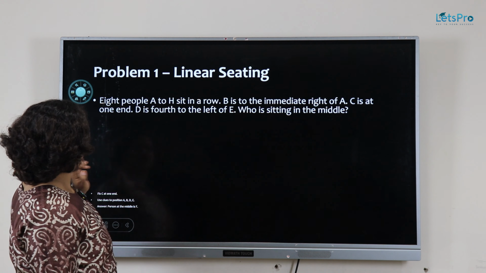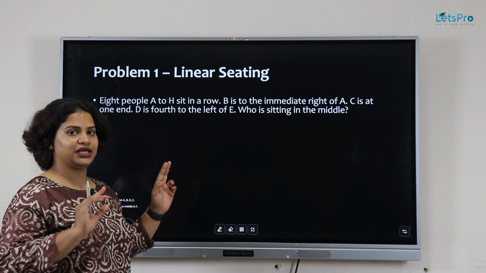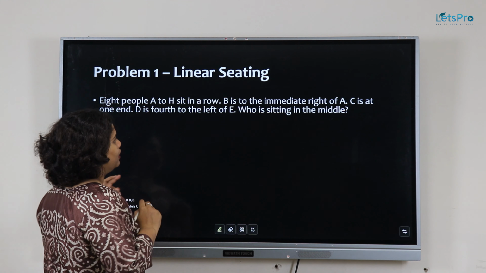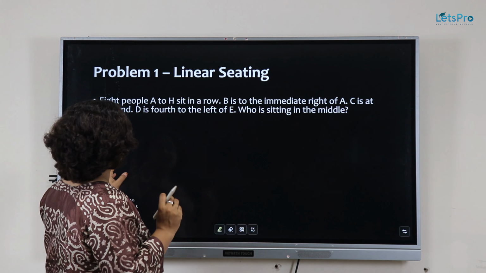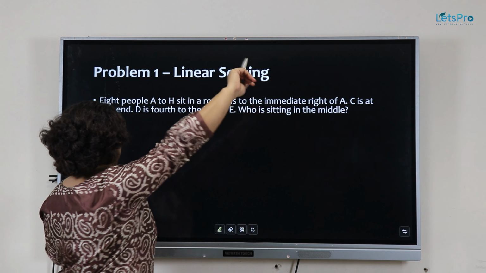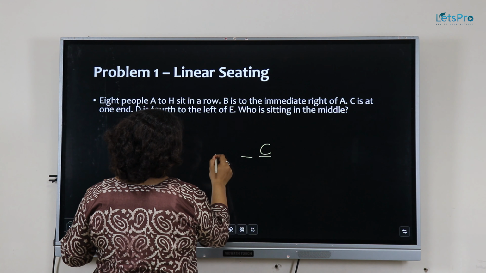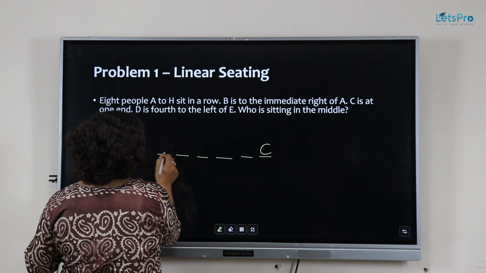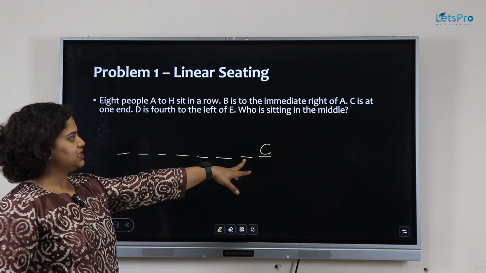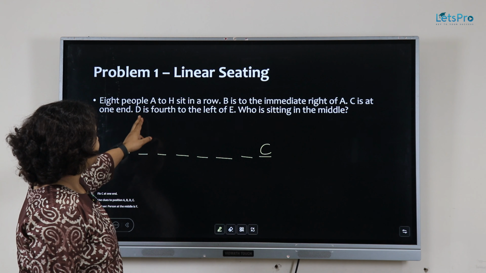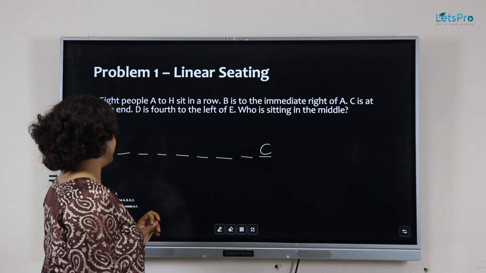Let me pick a pen for you first. Okay, 8 people, A to H, sit in a row. B is to the immediate left of A. C is at one end. Let us fix C at one end, right? So this is 1, 2, 3, 4, 5, 6, 7 and 8, right? So 8 people sitting in a row. C is fixed at one end. D is fourth to the left of E, who is sitting in the middle.